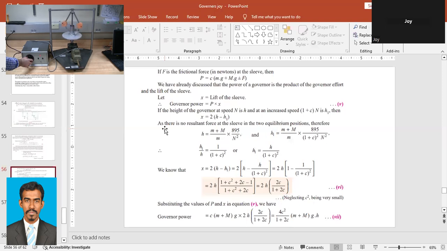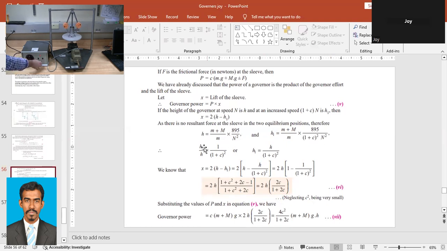So we'll write the Porter governor equation first. H is equal to small m plus capital M by M into 895 by N squared. This is for speed N. And for increased speed, there is 1 plus C into N. So instead of this N squared, I will put 1 plus C into N whole squared. So H1 is equal to small m plus capital M by M into 895 by 1 plus C whole squared N squared. When you solve it, you will have H1 upon H, and all these 895 by N squared will be cancelled out.